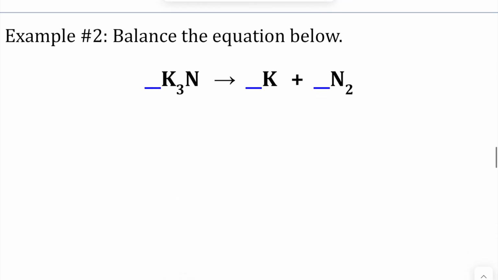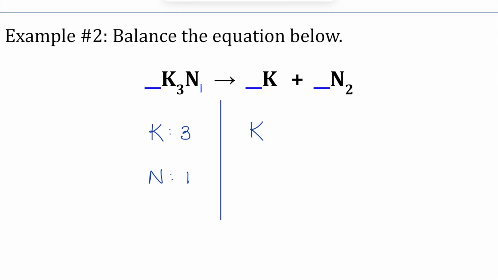All right, now let's look at another one. This one, we have potassium nitride on the left, and then it produces potassium plus nitrogen. So I've got potassium, and I have 3 of those. Nitrogen, I have 1 from that subscript.